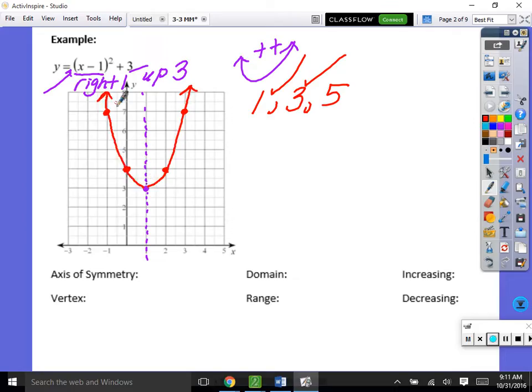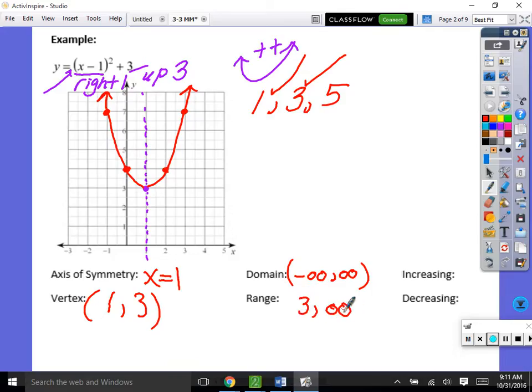Everybody feeling pretty good about this? Okay. Axis of symmetry was at x equals +1. Our vertex was at over 1, up 3, 1, 3. Domain is, where's your function going? From left to right. So isn't it, once again, negative infinity to positive infinity? You're going this way forever and this way forever. Okay, so domain negative infinity to positive infinity. Range is the lowest y value to the highest y value. So the lowest y value started at 3, right? Through to positive infinity. Range is y values. It included 3, so we got to put a bracket.